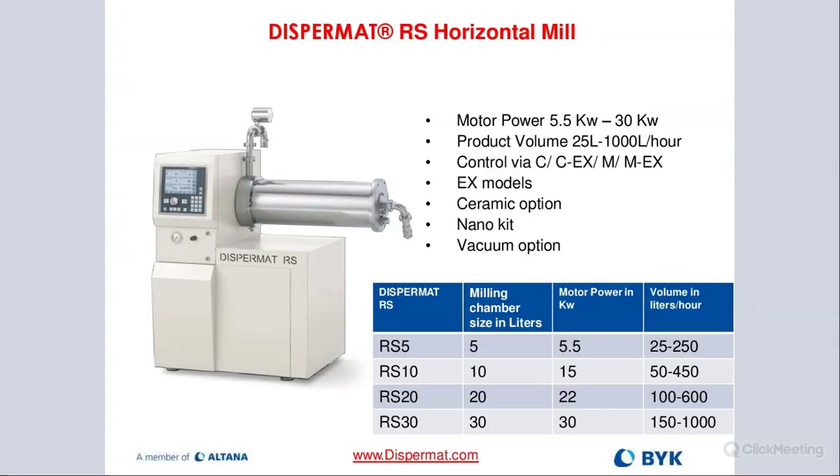Okay, and then here is just an example of our horizontal media mill, the Dispersion RS, which comes in different sizes, obviously depending on how much throughput you need. And we can go all the way up to 30 kilowatts, maximum of 1,000 liters per hour. You can also get different control panels like the C technology. You can get it more robust and simple for the operators. There's explosion-proof versions. We again offer ceramic option, a nano kit, and then some people actually want to use a vacuum when they use a horizontal mill. So that is also optional.